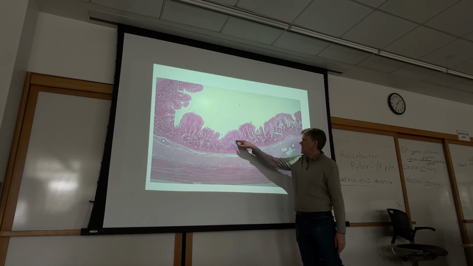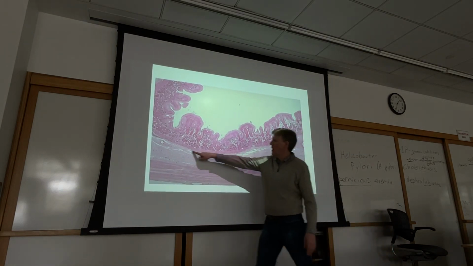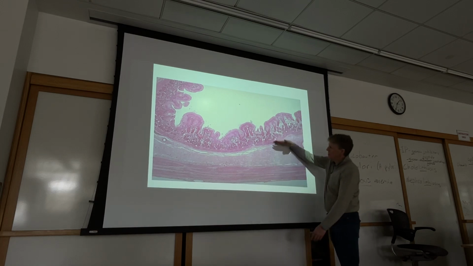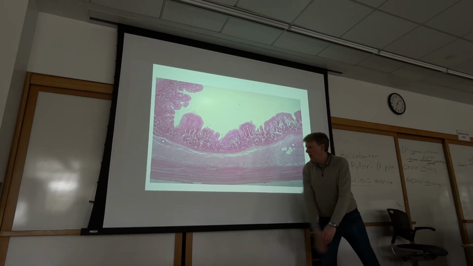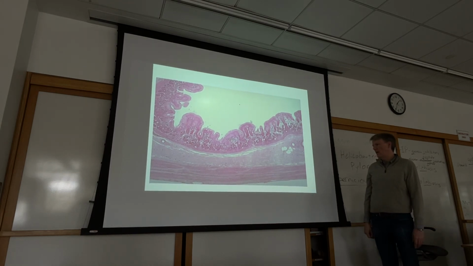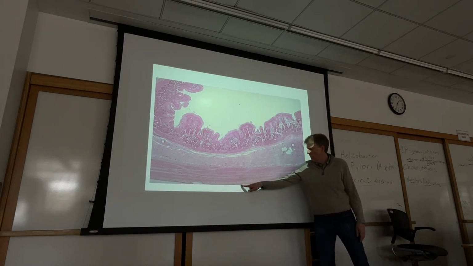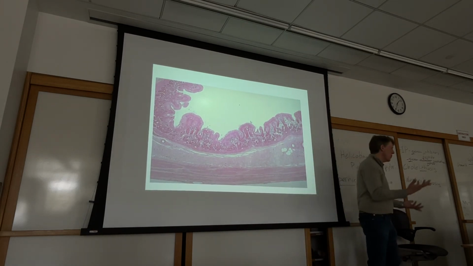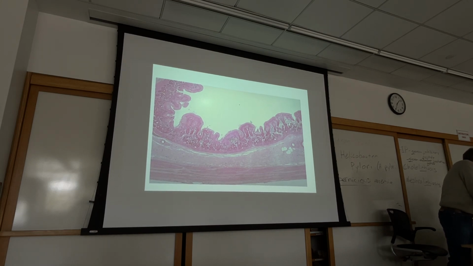Filling in the spaces here is the lamina propria. This line coming across here is the muscularis mucosae. This is the submucosa. And then this is the muscularis layer right here. It actually seems kind of thin. I don't know what part of the stomach this was from. And then this final edge that you see down here would be the serosa. The serosa is going to be really thin. It's a simple squamous epithelium, so it's going to be really thin.